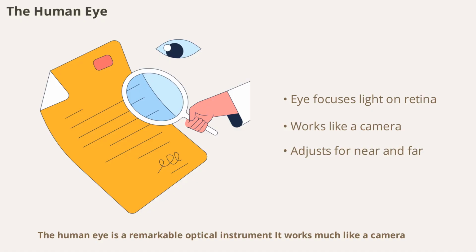The human eye is a remarkable optical instrument. It works much like a camera, using a lens to focus light onto the retina, where images are formed and sent to the brain. The eye automatically adjusts its focus for near and far objects, a process called accommodation. Understanding the structure and function of the eye helps us appreciate how we see and how vision problems can arise.